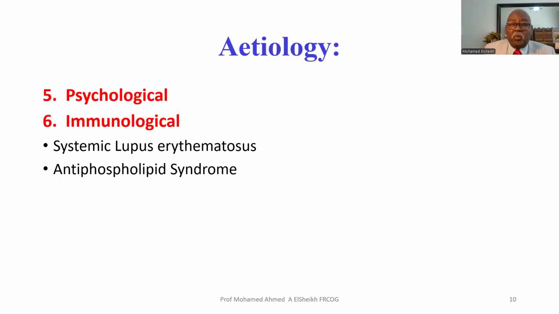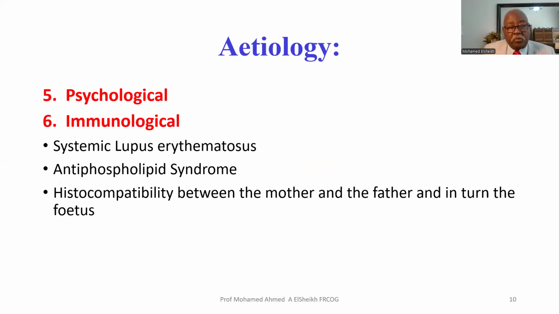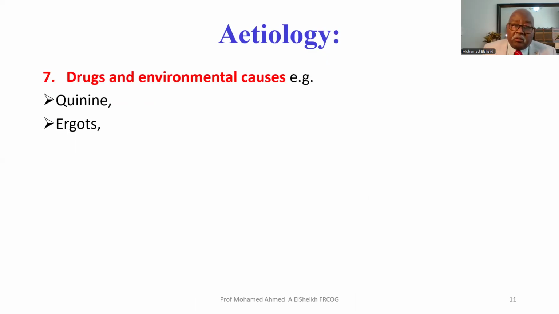And the immunological one, we are worried about systemic lupus erythematosus, antiphospholipid syndrome, and when there is histocompatibility between the mother and the father, and in turn the fetus, which is a rare situation. But antiphospholipid systemic lupus erythematosus could lead to miscarriage. The other factor, or the seventh etiological factor, is drugs and the environment.